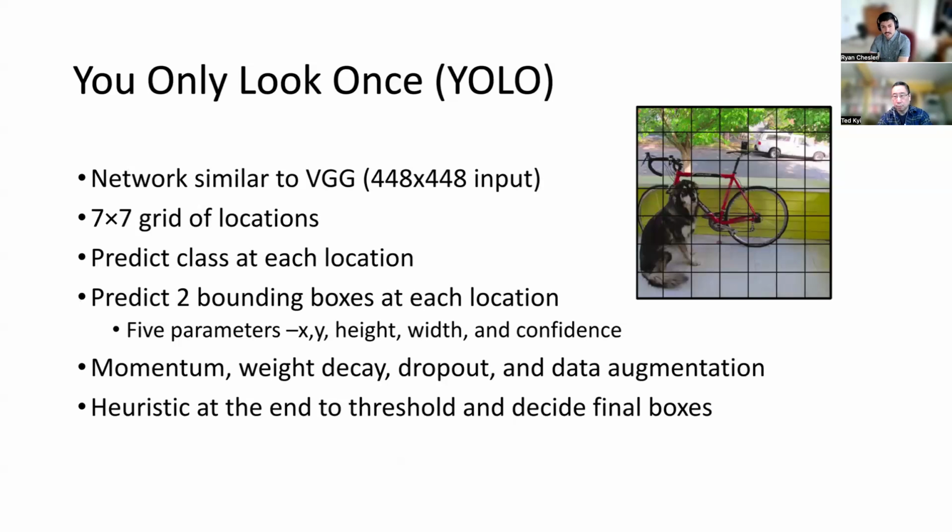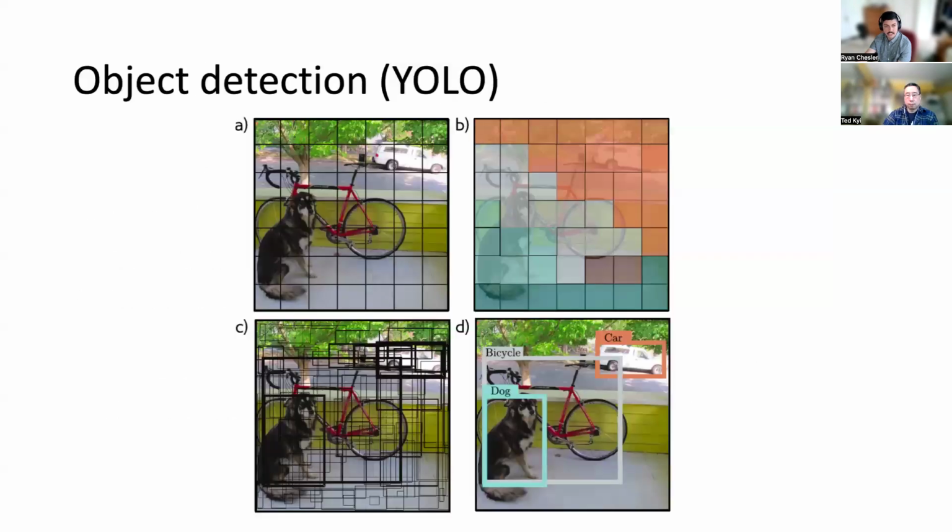Object detection, if you actually dig into it, there's a whole ton of stuff going on there that's very specific to object detection. So there's non-max suppression and region proposal, and people have really, really dug deep on this topic, and there's lots of stuff to play with. So this is like what they're saying here, a heuristic at the end to threshold and decide final bounding boxes.